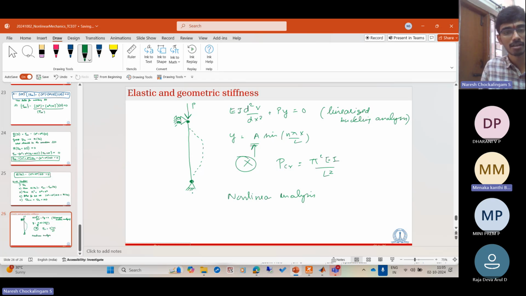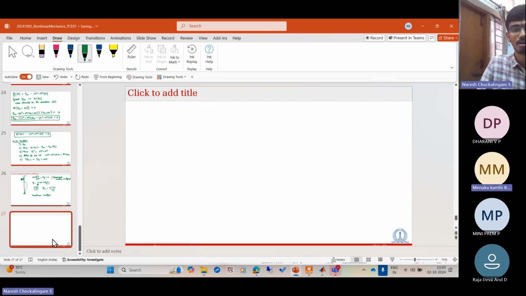So to do that, let me first do one thing. Let me discretize the column with some number of elements. Let me discretize the column with, say, 2 elements.